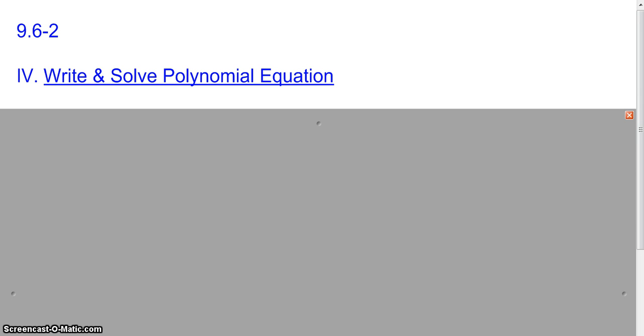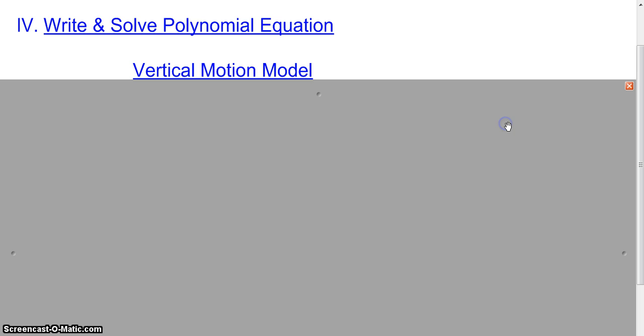Chapter 9, Section 6, Day 2. We're going to write and solve polynomial equations, more of the same. Maybe they will have values greater than 1 in the A, probably, since that's what we've been working with, right? So we'll begin with our vertical motion model, which you used on the quiz.